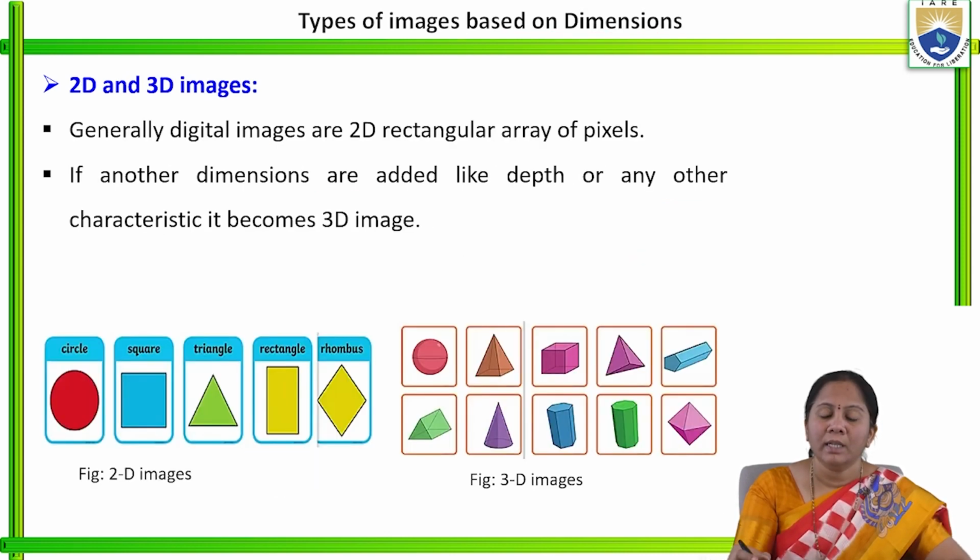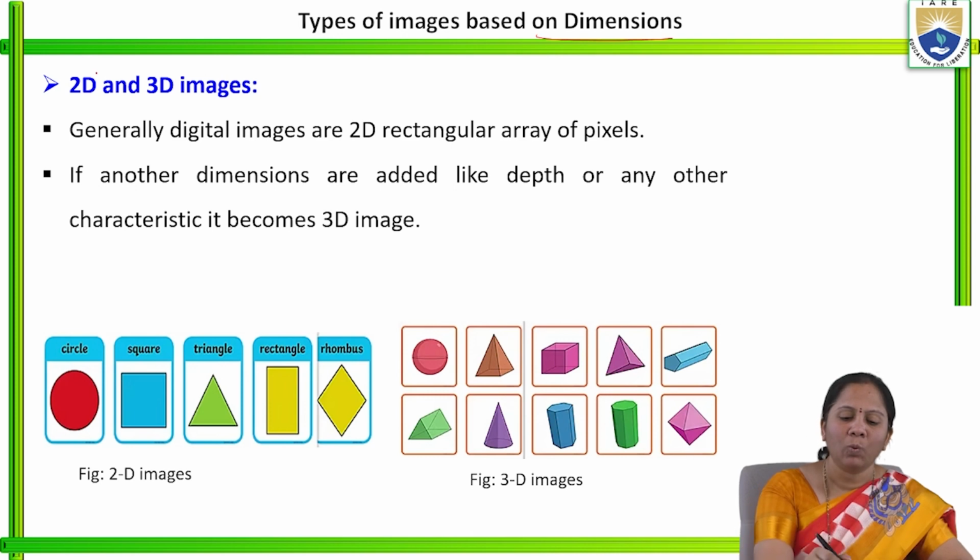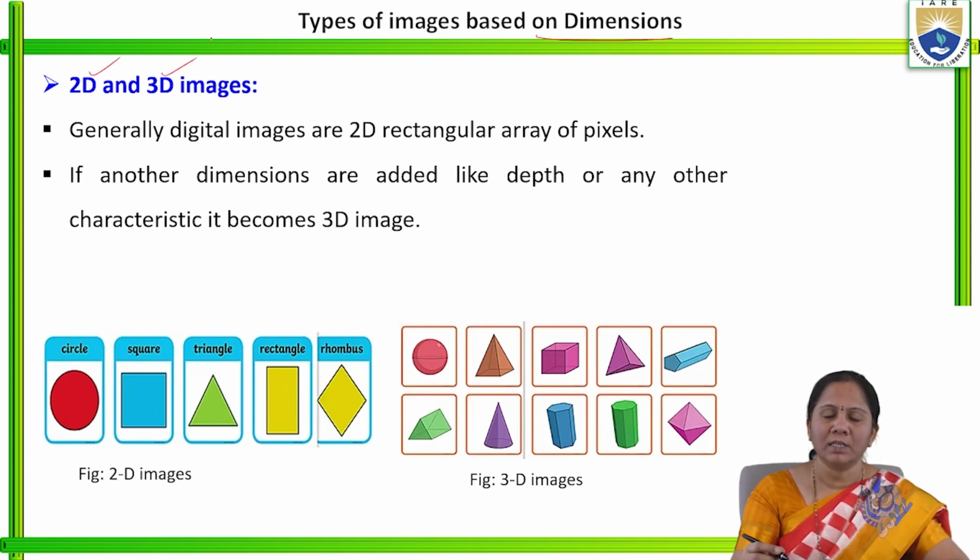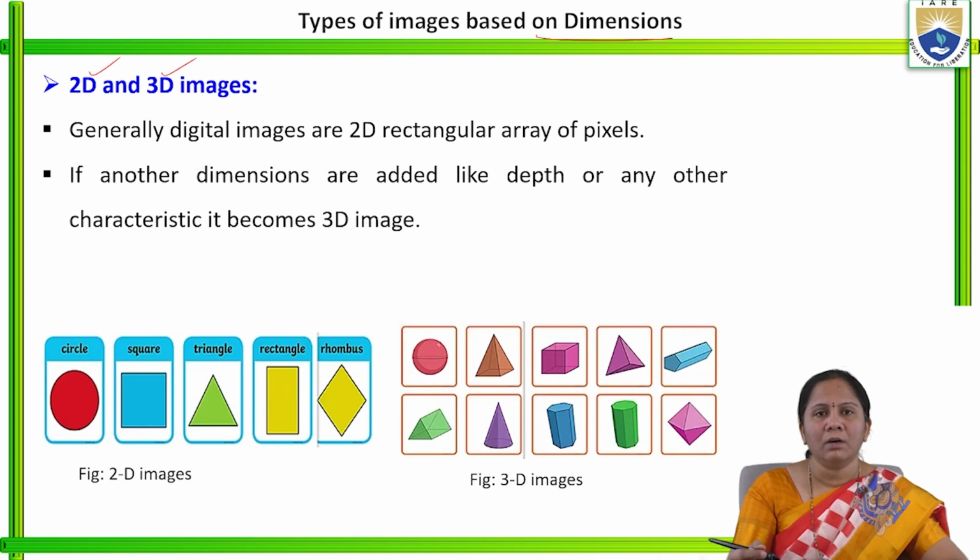And the next classification is images based on dimensions. In this type of images, we have two classifications: one is 2D images, another one is 3D images, that is, 2-dimensional and 3-dimensional images. So what is the main difference between these two types of images?